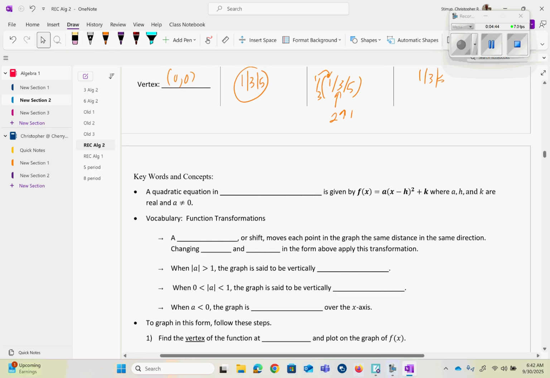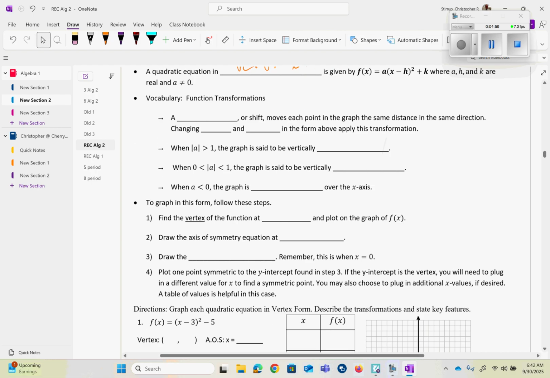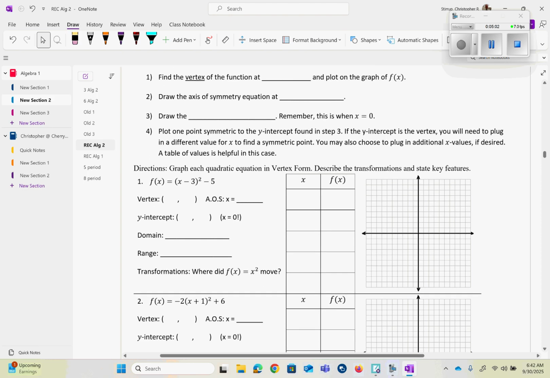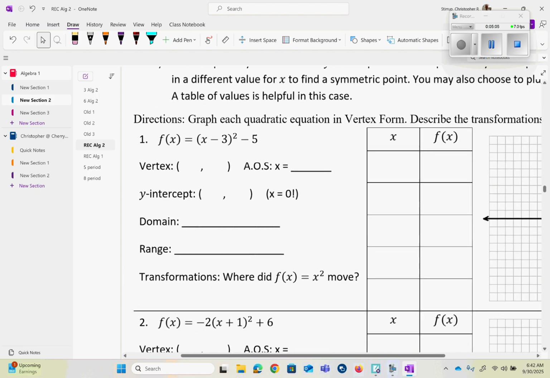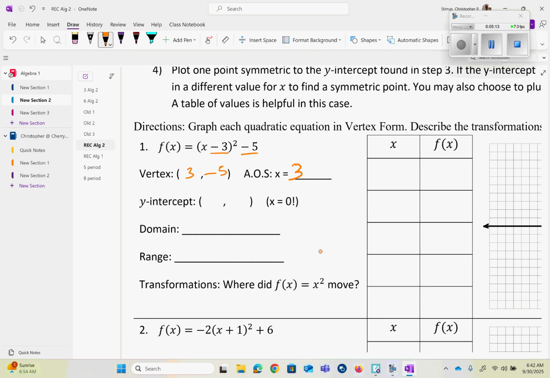So the equation that's given, the quadratic equation, is called vertex form. And we'll just do these. All right. So the first thing is our vertex, opposite of this, same as this. Axis of symmetry is always the x component of the vertex. And then the y-intercept, we plug 0 in here for the x. So that's going to give you -3 squared. -3 squared is 9. 9 minus 5 is 4.